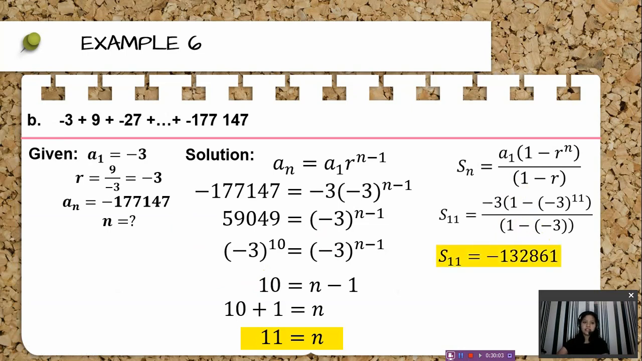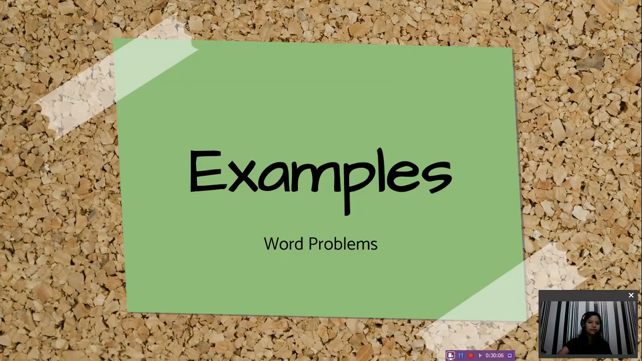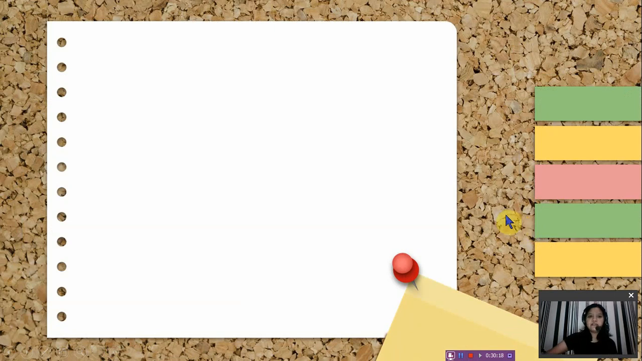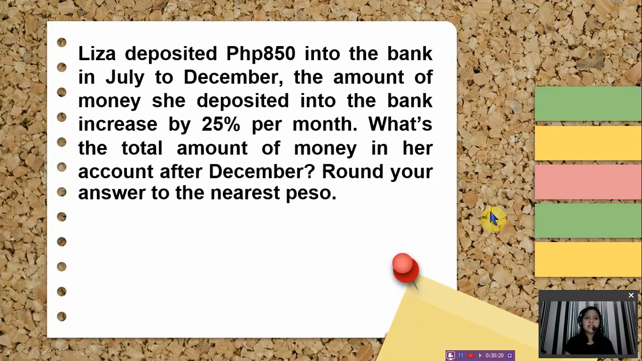Did you get it right? Okay. Now, let's have some examples of word problems. Lisa deposited 850 pesos into the bank in July to December. The amount of money she deposited into the bank increased by 25% per month. What's the total amount of money in her account after December? Round your answer to the nearest peso.